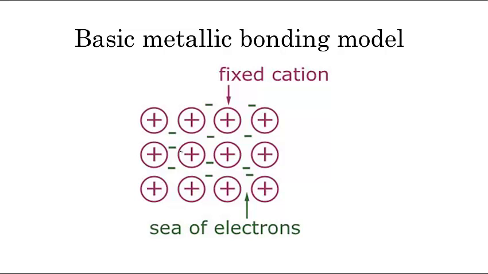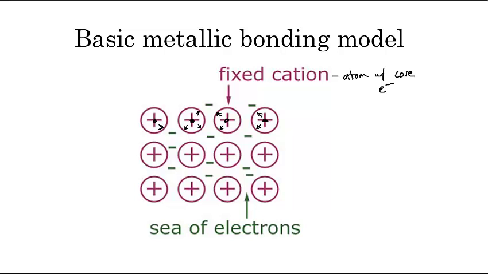And this fixed cation is really just an atom with its core electrons, because it's given up its valence electrons to the group. So each of these positive charges is attracted to the sea of electrons.